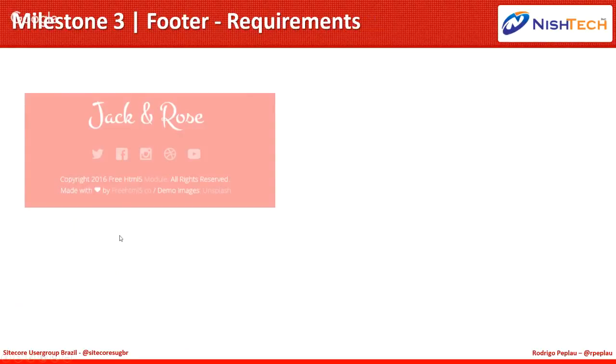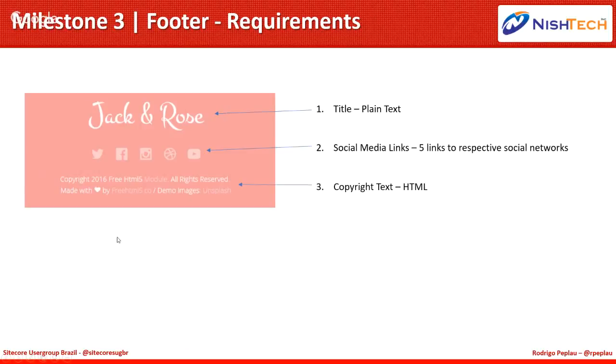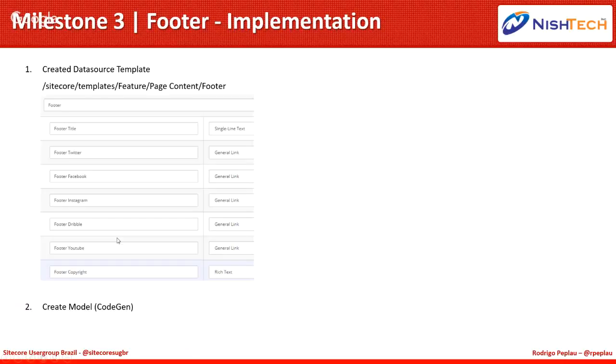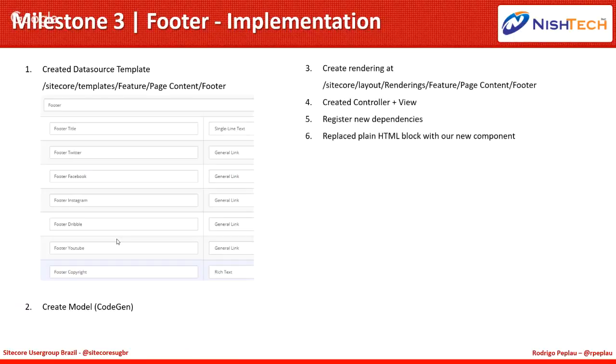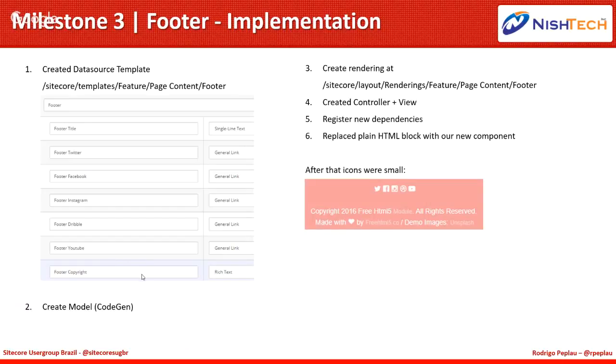And the footer. The footer is simple. Has a title. It has some social media links and has a copyright in the bottom, and again, some fancy HTML. Right? Okay, so we created the data source template and a model. I'm sorry, some code generation. We created the rendering again and replaced that. We can go with details on this. Don't worry. And after that, we got a problem because the icons were not looking as it should.